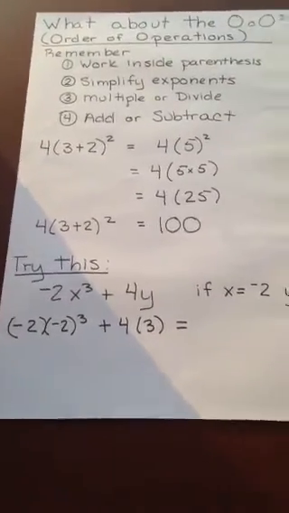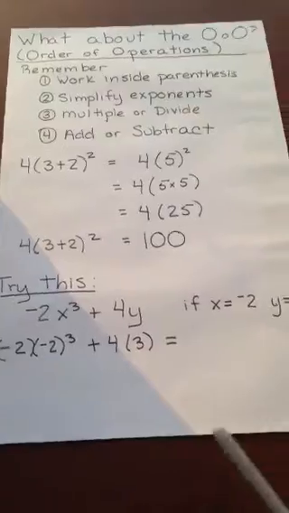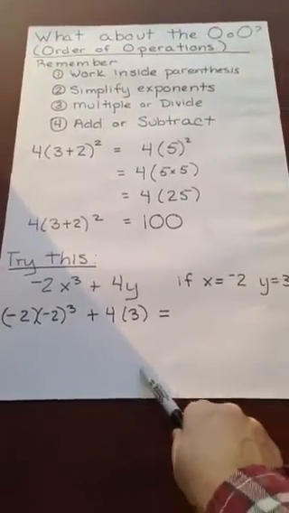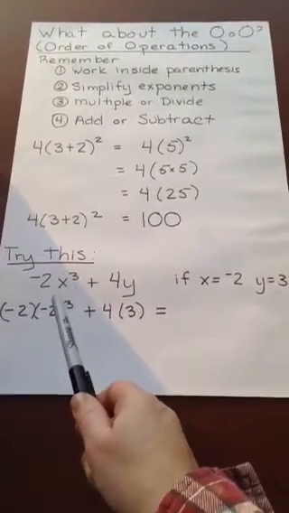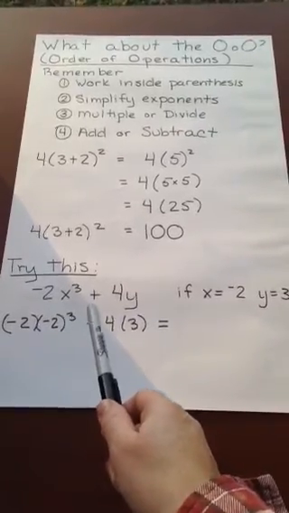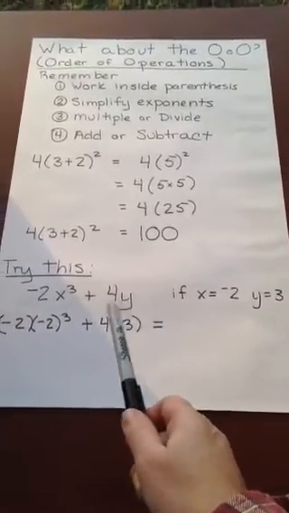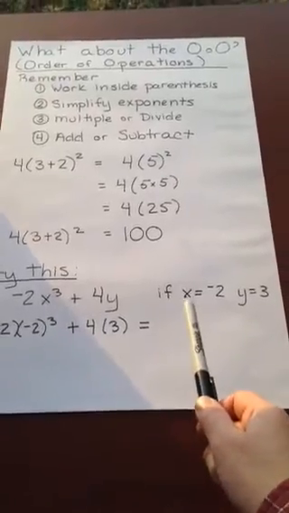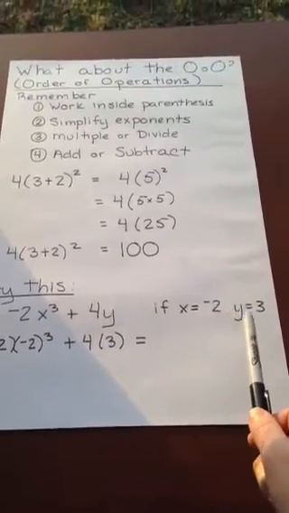Now, I know I added a little bit on here for you, but that's okay. I think you can do it. We've got an expression. There's our expression: negative 2 times x to the third plus 4y. I want you to evaluate that if x equals negative 2 and y equals 3.